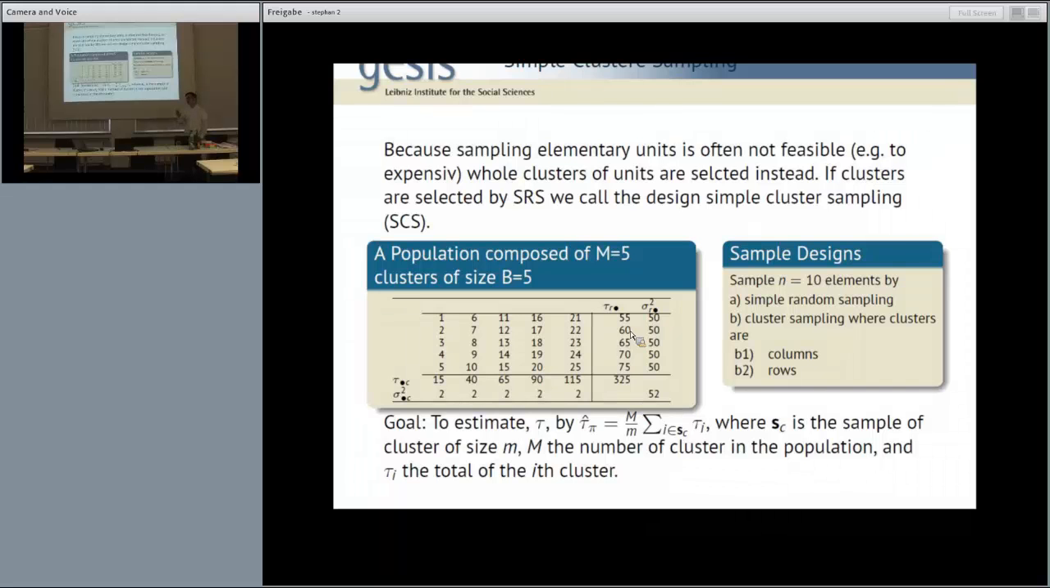In all three scenarios, we have the same sample size. I'm selecting 10 units with simple random sampling, or two clusters, either by rows or by columns. And each row or column has 5 elements. So all the samples have the same size, but they produce different variances. That is why I have to put the total here, because I'm going to estimate the total. You see, row-wise, the totals do not differ very much, but column-wise, they do. And the heterogeneity within clusters, or homogeneity for this sake, has a lot to do with the variance of this cluster sampling.